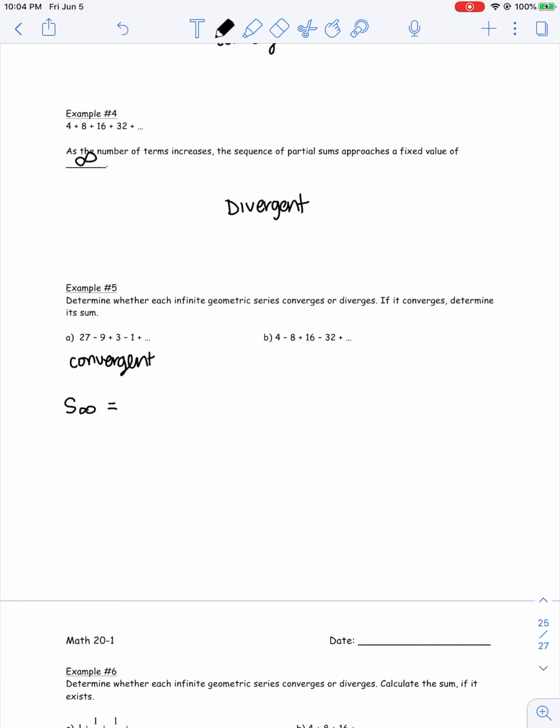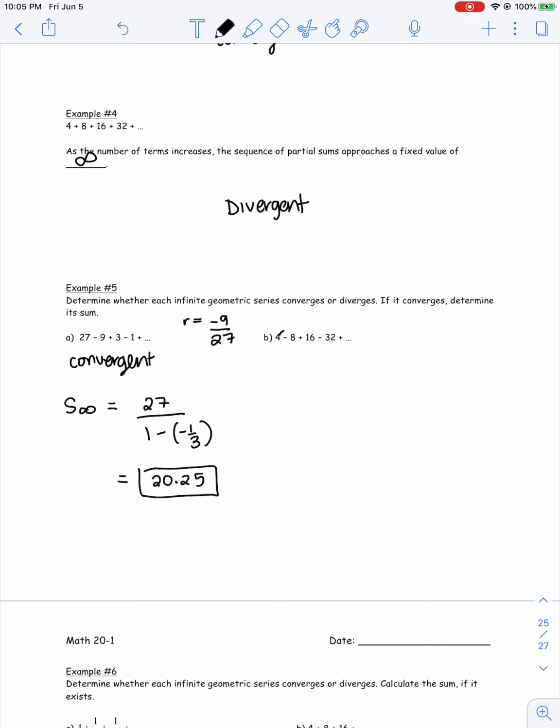So we can use the formula for the sum of infinite numbers, which is 27, your first term, divided by 1 minus your r value. Our r value can be found by taking negative 9 and dividing it by 27. That simplifies to negative 1/3. So if you put this into your calculator, you're going to get 20.25 as the sum that it approaches.